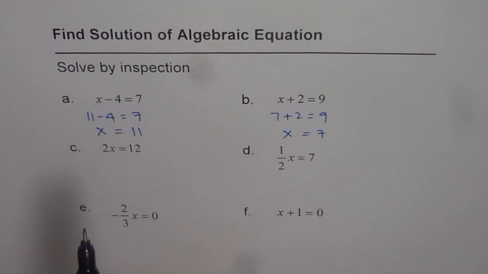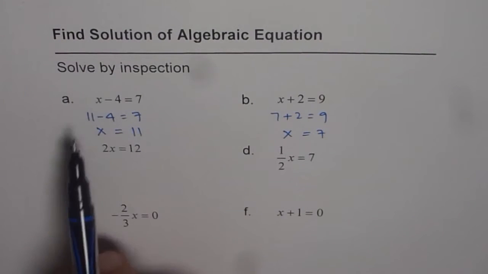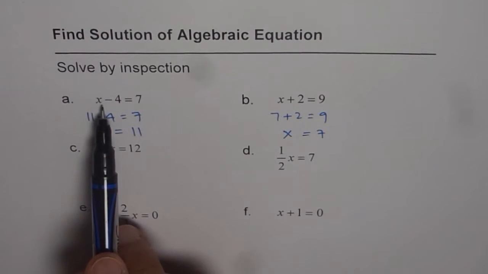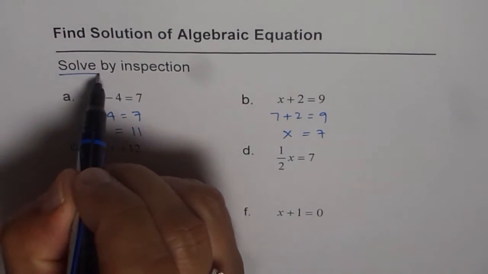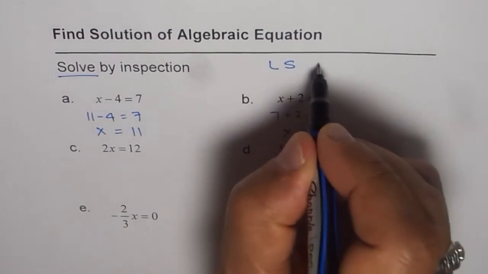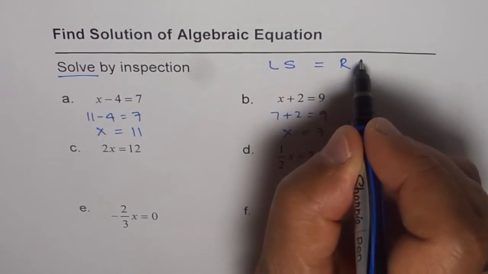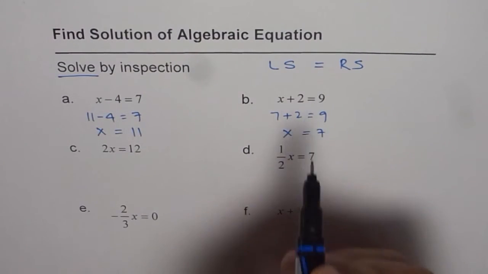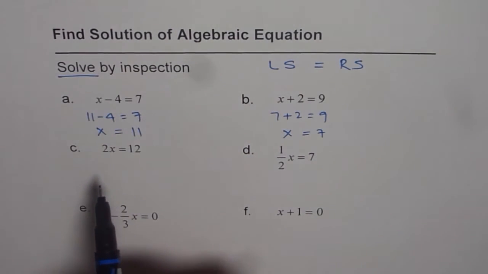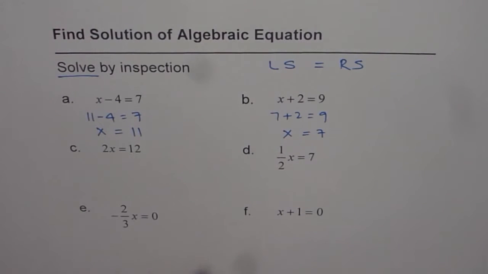So when we say solve, that means to find the value of x, which will make left side equals to right side. So that is the meaning of solve. So solve means to make left side equals to right side. Left side of equation equal to sign, right? So let's do the same thing for part C, D, E, and F.